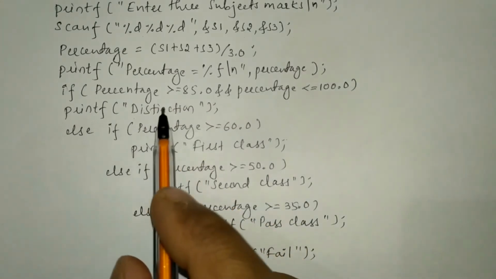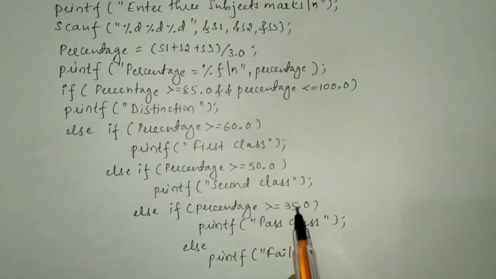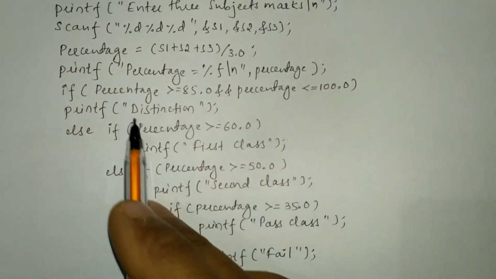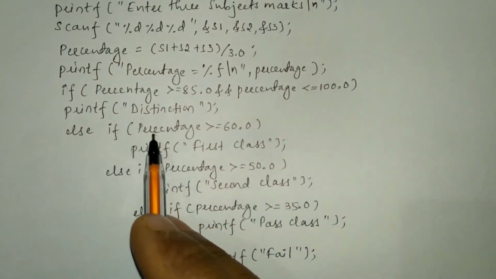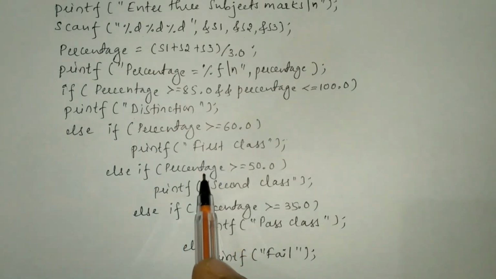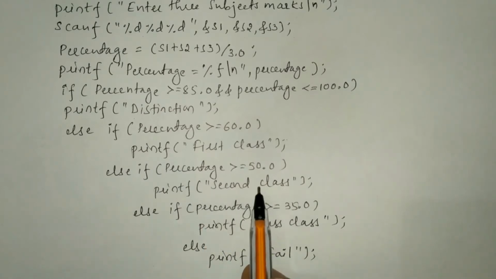Here if none of these conditions is met, then at least the else part will get executed. If the first condition is false, then this particular statement will not get executed. If the second condition is false, then this statement will not get executed. If this condition is false, then this statement will not get executed.